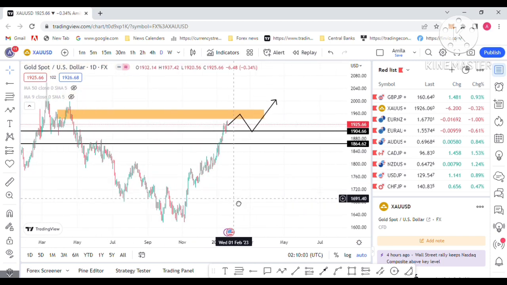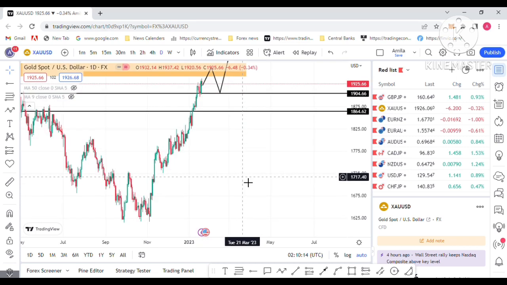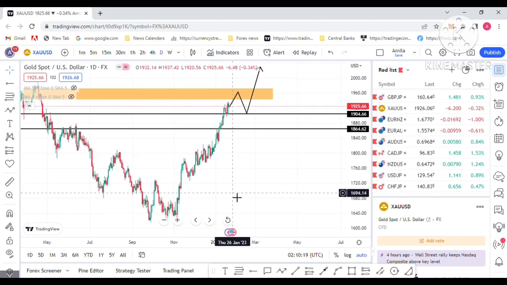I move to the 4-hour chart for strong confirmation. That's the first. My target is the first line area, where gold would retrace and buy again. That's my first area to buy gold.